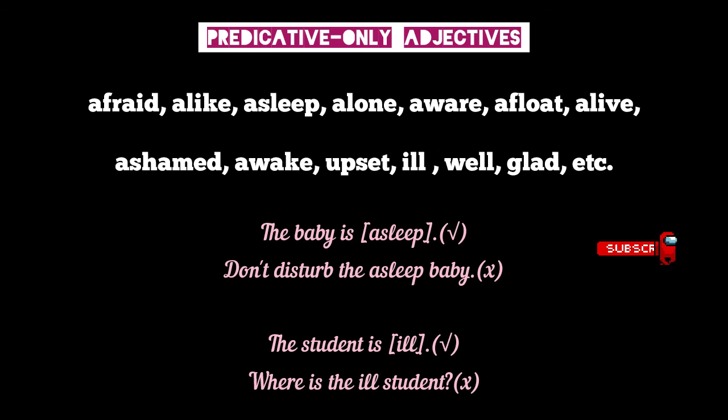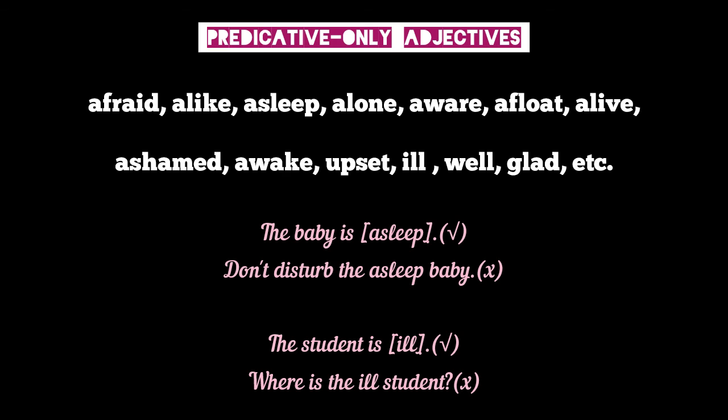For example, the baby is asleep. In this sentence, the adjective asleep has been used predicatively. It has come after the linking verb is to modify the subject noun baby as a subject complement. The same adjective asleep cannot be used in the attributive position or before a noun to modify it. So in the sentence, don't disturb the asleep baby, the attributive use of asleep before baby is incorrect. We can say the sleeping baby instead.